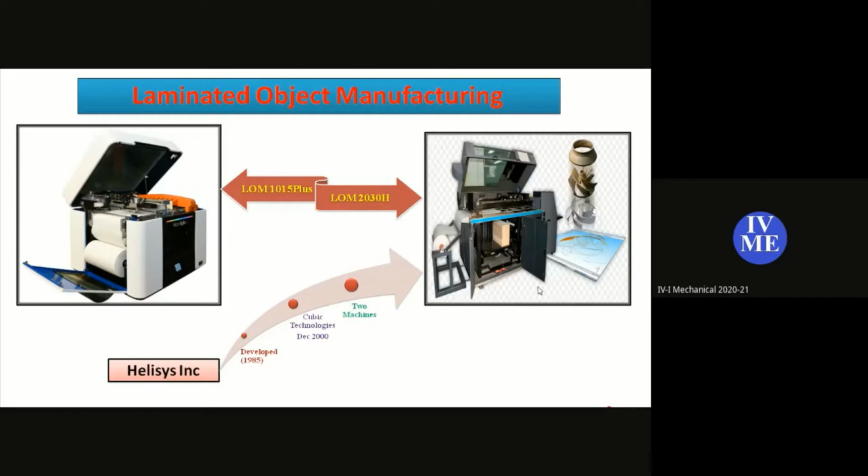LOM 2030H is used for fabricating large prototypes, and LOM 1015 Plus is used for fabricating small prototypes. So how do they develop the products? By laminating the sheets layer by layer, adding and laminating them. You can see this in this machine.